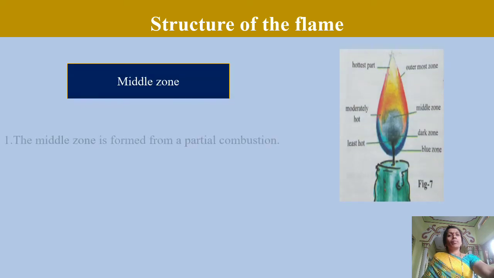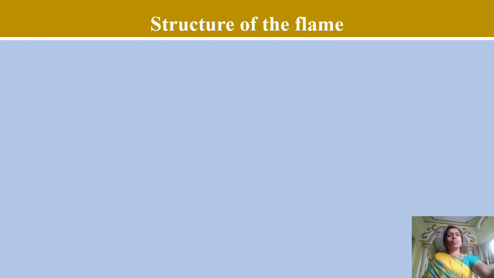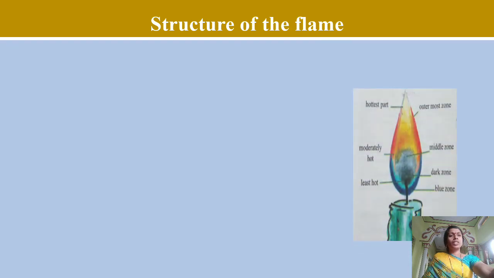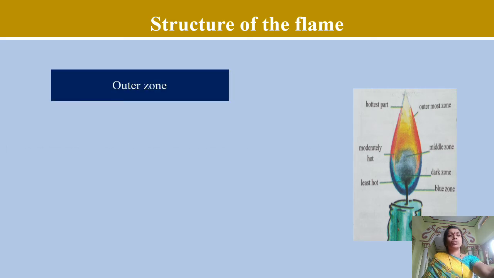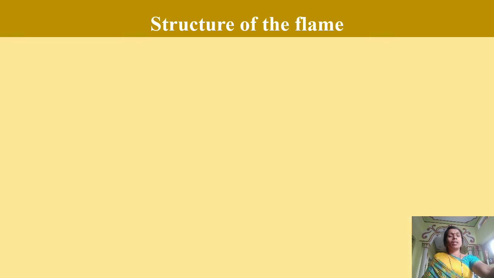Now coming to the next, the middle zone. The middle zone is formed from partial combustion. It is yellow in color. This zone is moderately hot. This is the middle zone. Children, see this picture. Observe carefully. This is the outermost zone. The outermost zone is formed from complete combustion. It is blue in color. It is the hottest part of the flame. These are the three flame zones.